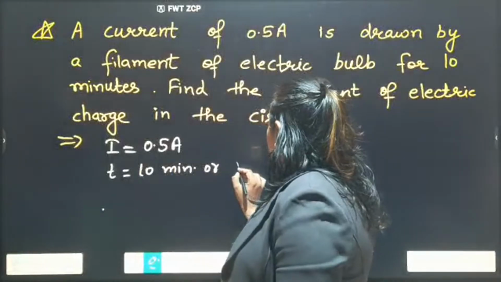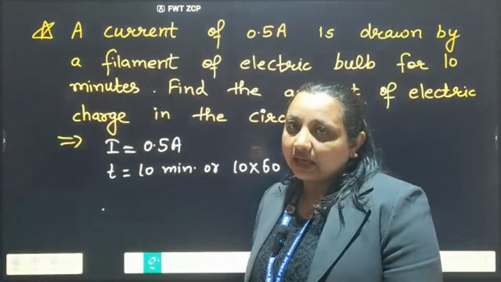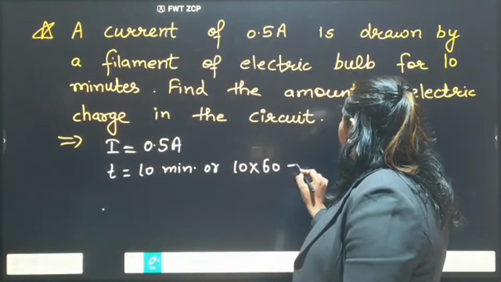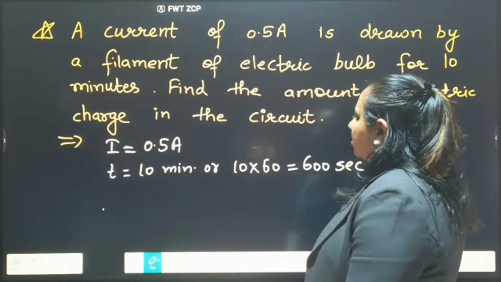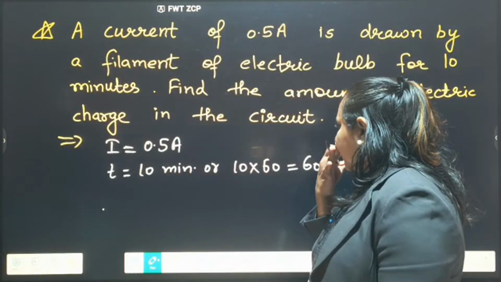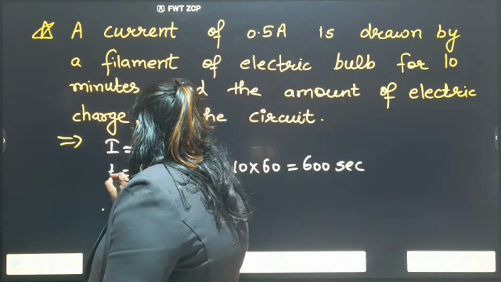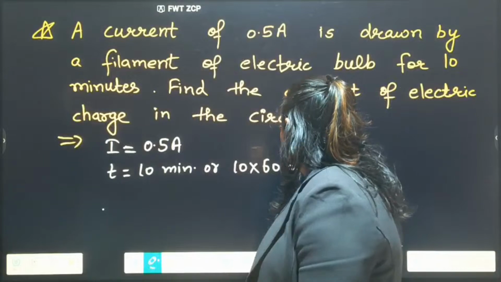So 10 minutes, 1 minute is equals to 60 seconds. The SI unit of time is second. तो 10 minutes को second में convert कर दो. It's being 600 seconds. ठीक है? 1 minute is equals to 60. So 10 minutes में कितना होगा? It's being 600. And in 1 hour, 3600. ठीक है?